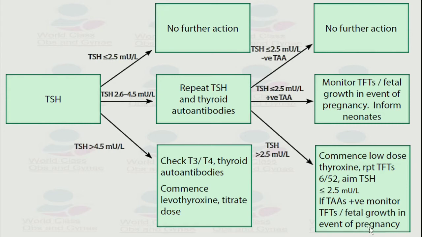Now coming to the TSH. If we checked it at the start and it was more than 4.5 milliunit per liter, what we have to do is check T3, T4, and thyroid autoantibodies, commence levothyroxine, and titrate the dose.